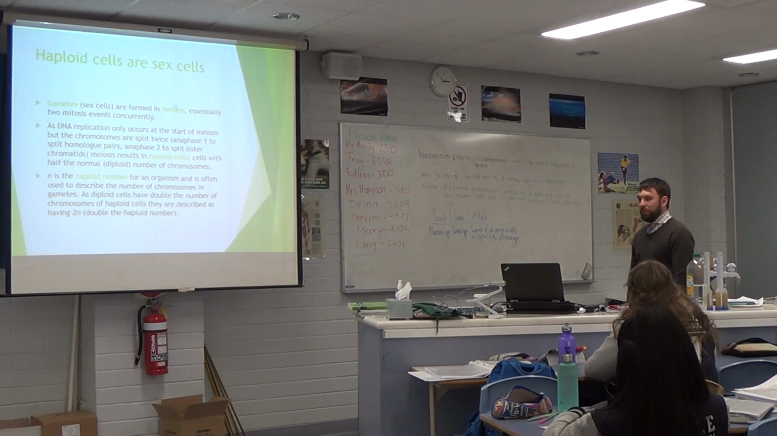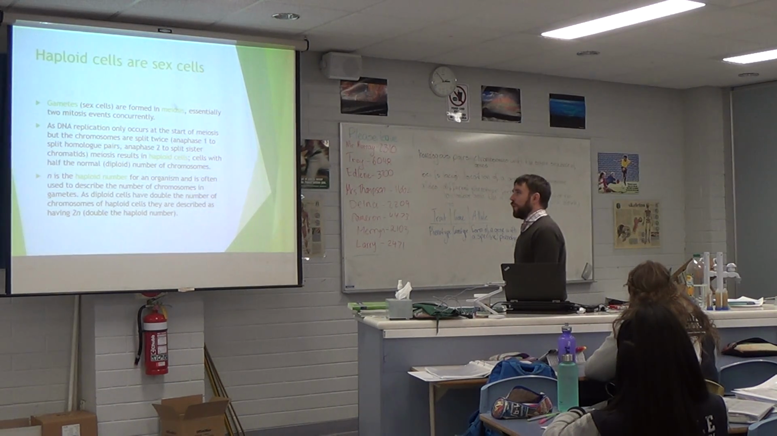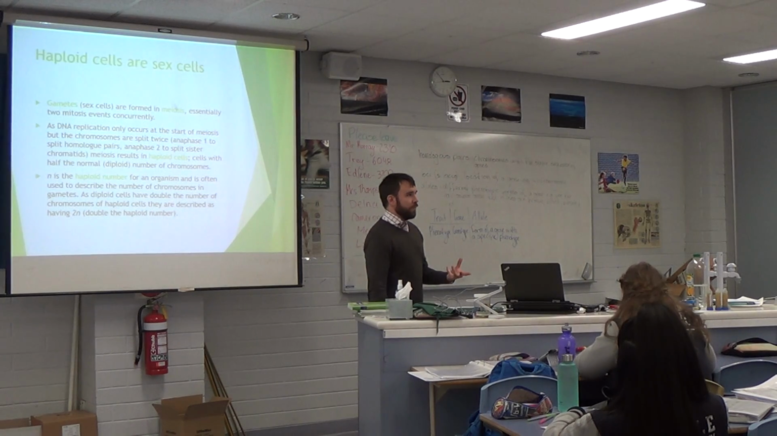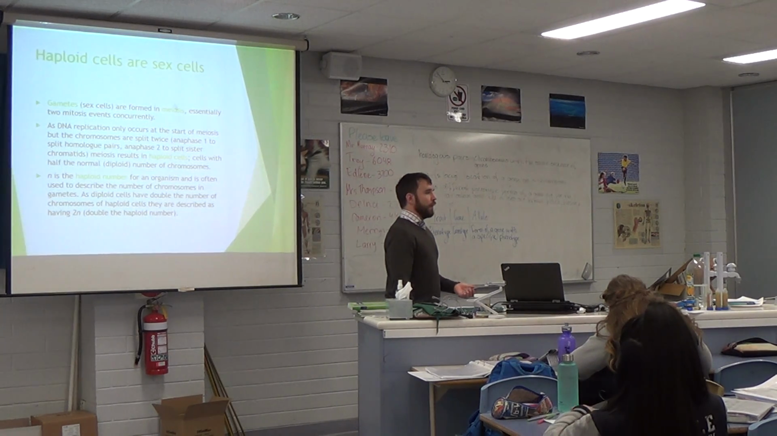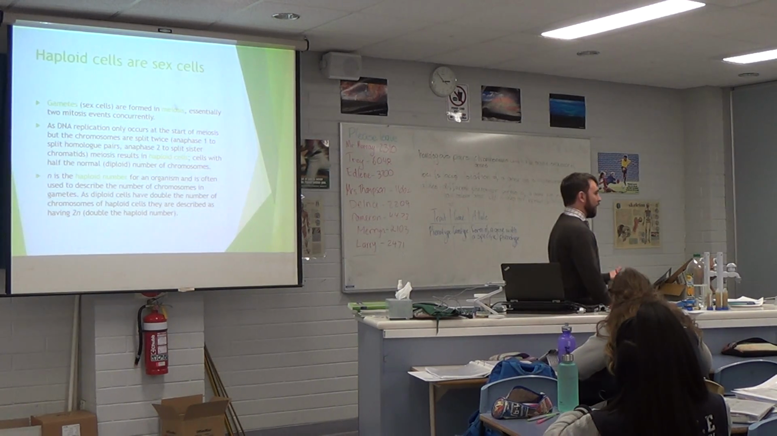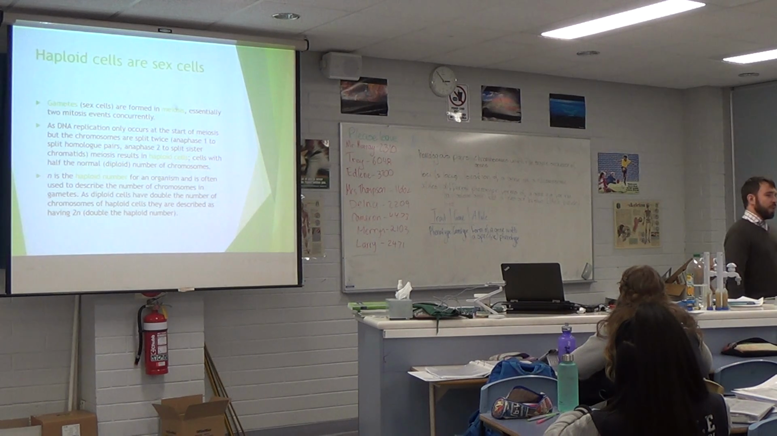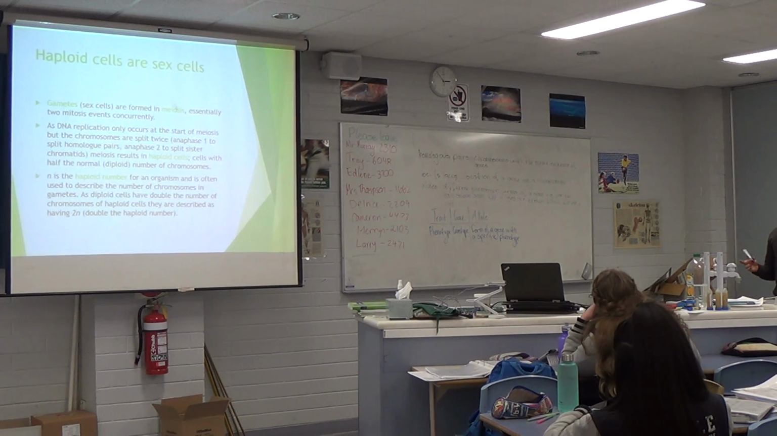And because we have 2 rounds of anaphase without a second round of duplication of DNA, we end up with half the total chromosome number. Half the amount of DNA to what we started with, as well as half the number of chromosomes. We haven't talked yet about independent assortment or crossing over, and we will do in a moment.